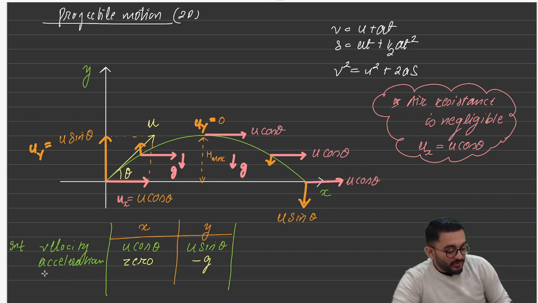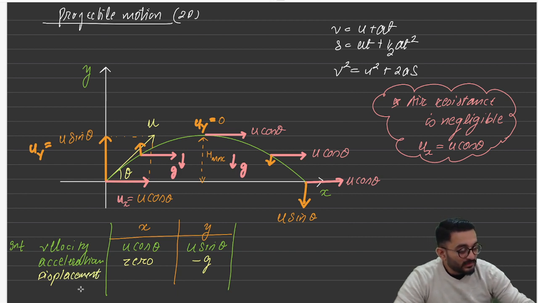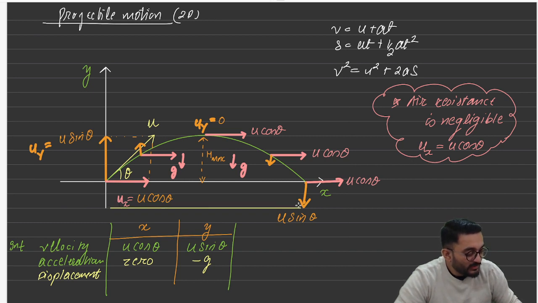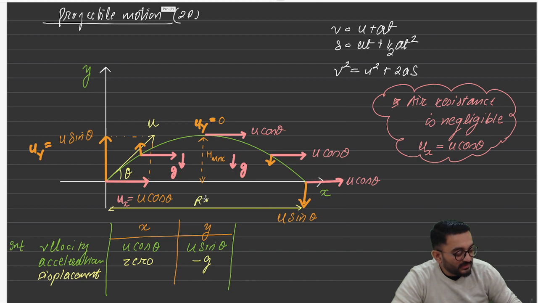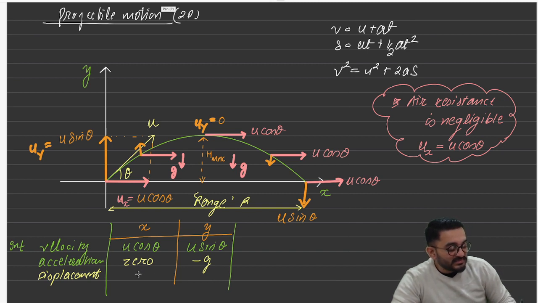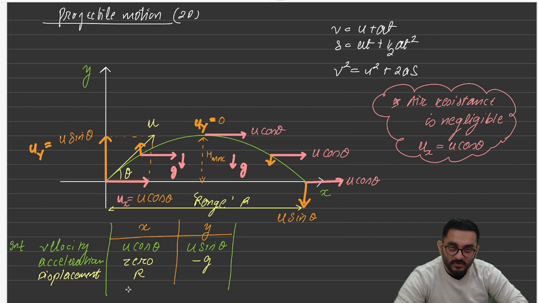The third quantity, which is also interesting, is displacement. On the x-axis, the object has covered some distance on the ground, which we can write as a distance, or sometimes we call it the range covered by the object on the ground, denoted by r. So on the x-axis your distance covered, or displacement, is r.